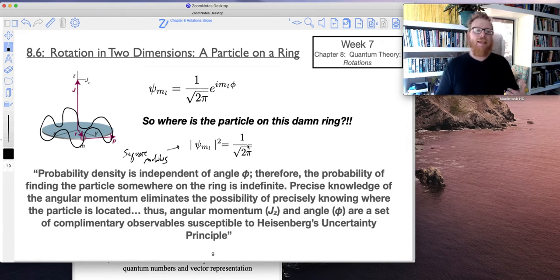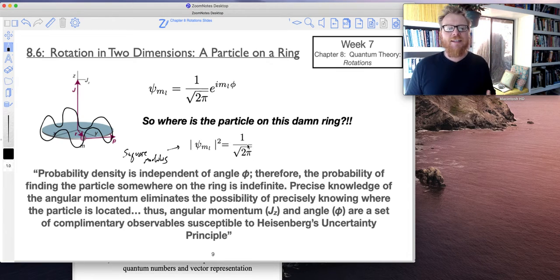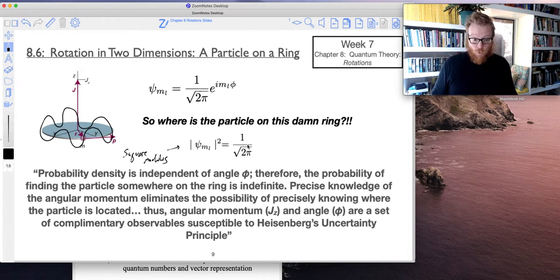And so what that means is the probability density is indefinite. We have a large degree of uncertainty in this, okay? And so what that means is angular momentum Jz and angle phi become a set of complementary observables. We're going to explore this, like I said, in much more detail in this lecture, as well as the next lecture, okay?